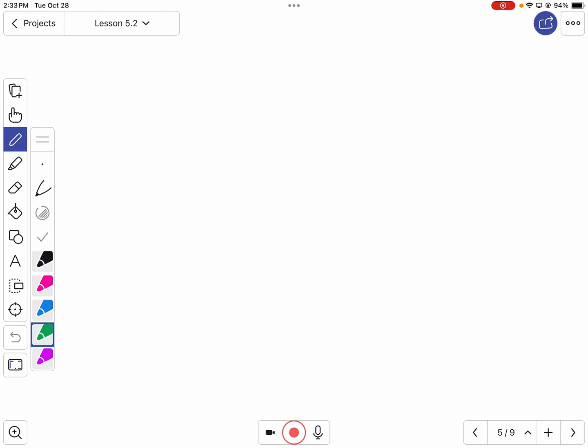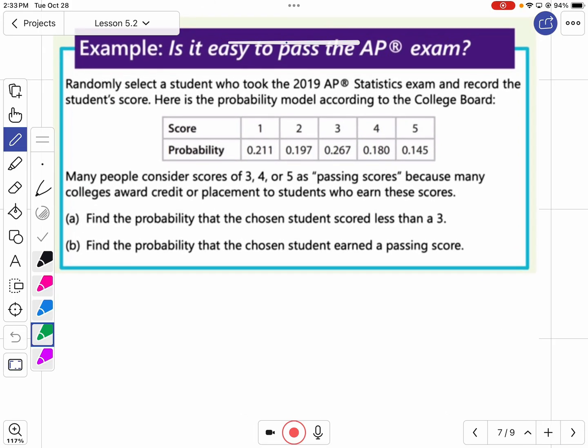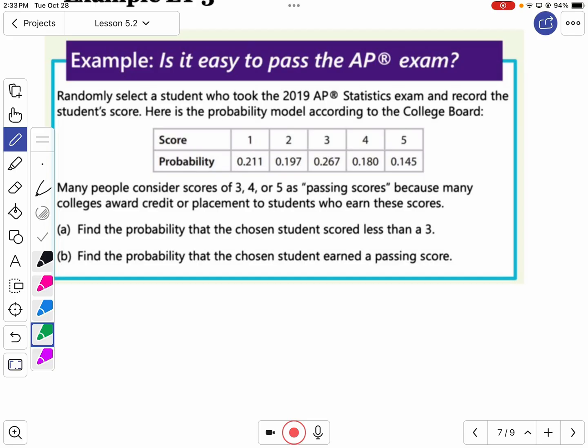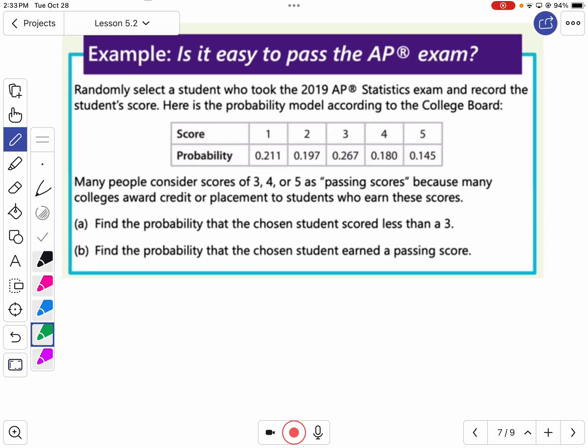All right, here we go. Let's go over here all the way to this third one. It says, is it easy to pass an AP exam? Colleges consider passing to be a 3, 4, or a 5. It has given me all the scores possible, a 1, a 2, a 3, a 4, and a 5. So 3, 4, and 5 would be passing.